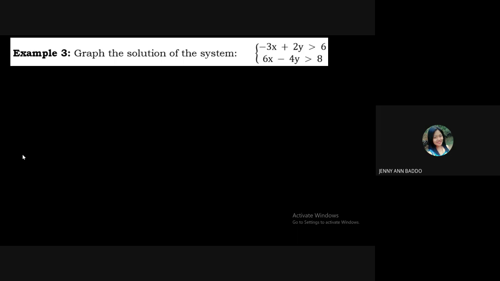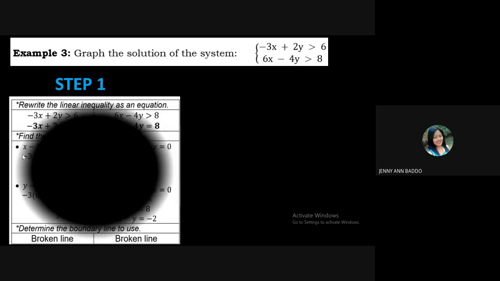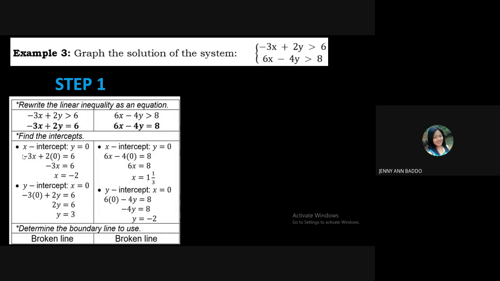Next example, we have to graph the solution of the system -3x plus 2y is greater than 6 and 6x minus 4y is greater than 8. First step, we have to rewrite the linear inequalities into equations. So we have to change the given inequality symbol greater than to an equal sign.